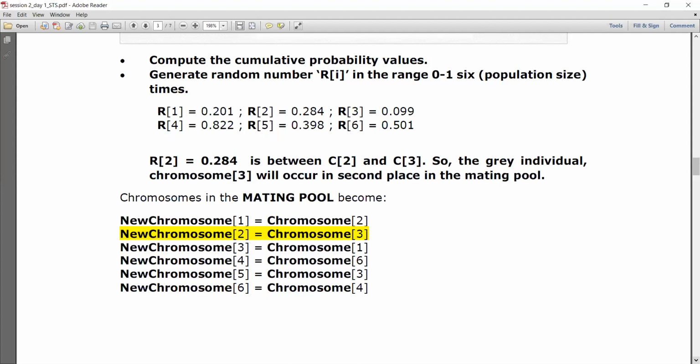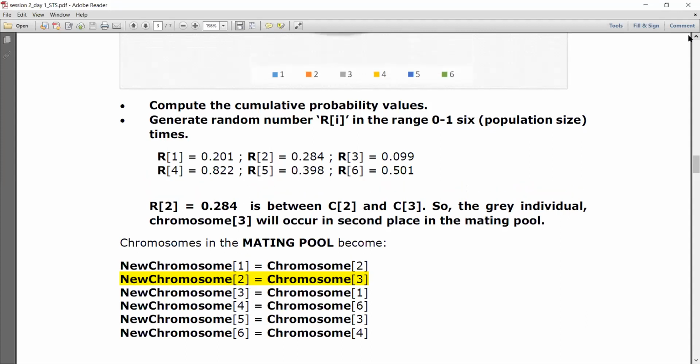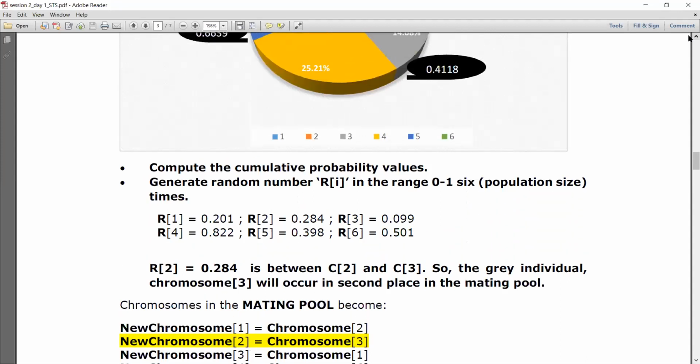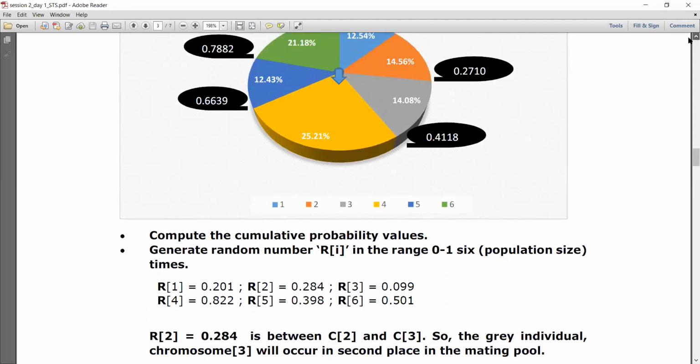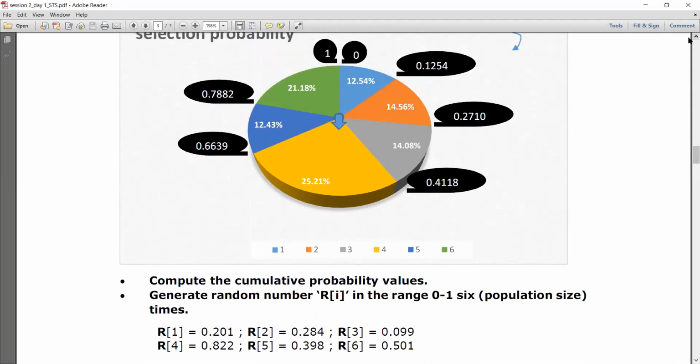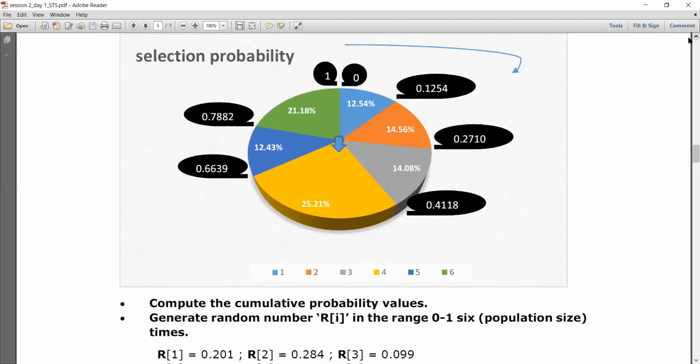R of 2 is 0.284, in the sense I have got one random number for the second throw, the second spin of the roulette wheel. We have 0.284. Can you tell me where you can fit that 0.284? Definitely 0.284 will come into that gray color segment.